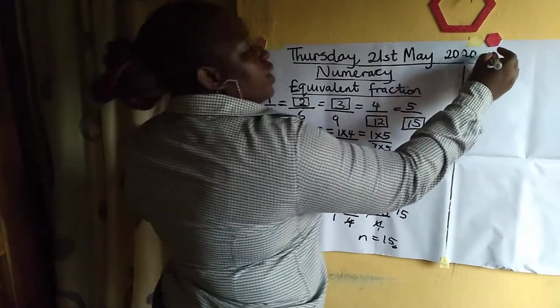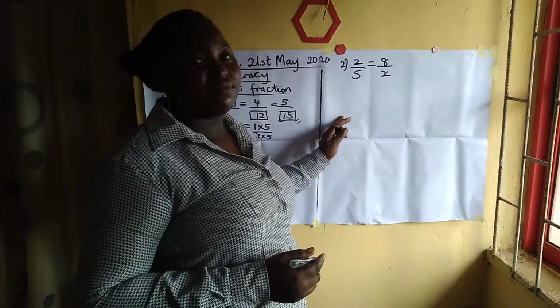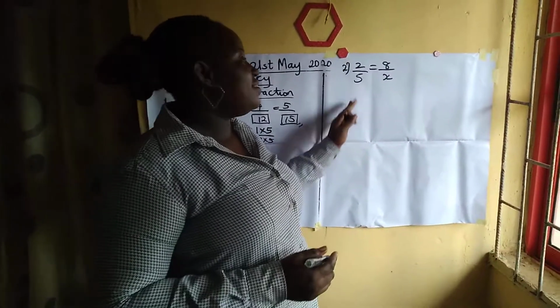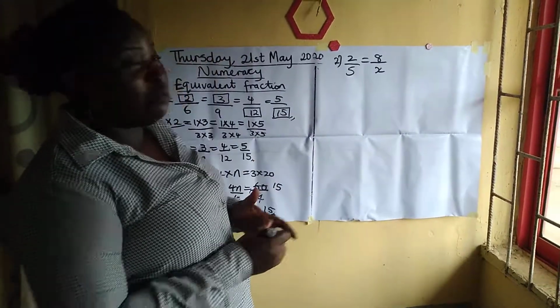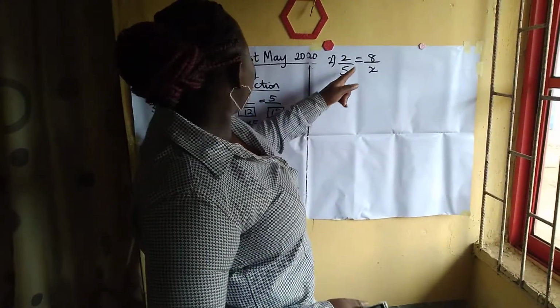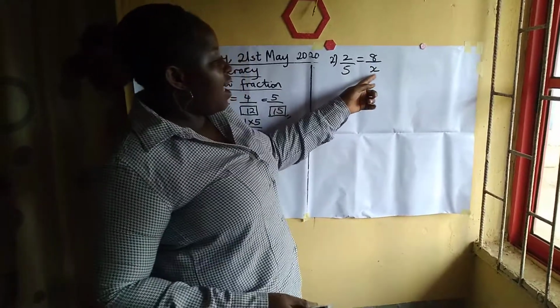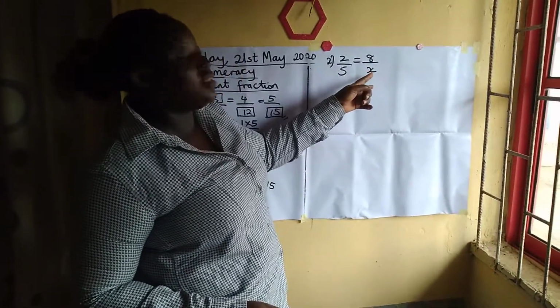Now let's quickly go to example number 2. We have 2 over 5 equal to 8 over x. X is the missing number here and is represented with a letter.